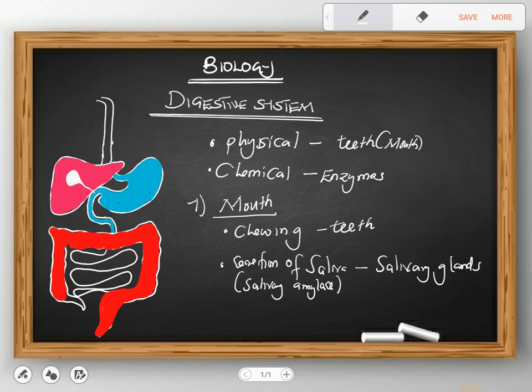Okay. Then in the mouth, you have the tongue. The tongue is just there for mixing of food. Mixing of food is done in conjunction with the saliva so that the food is softened. That's the purpose of mixing the food with saliva, to make sure that the food is soft so that you can easily form a bolus which you can now swallow.